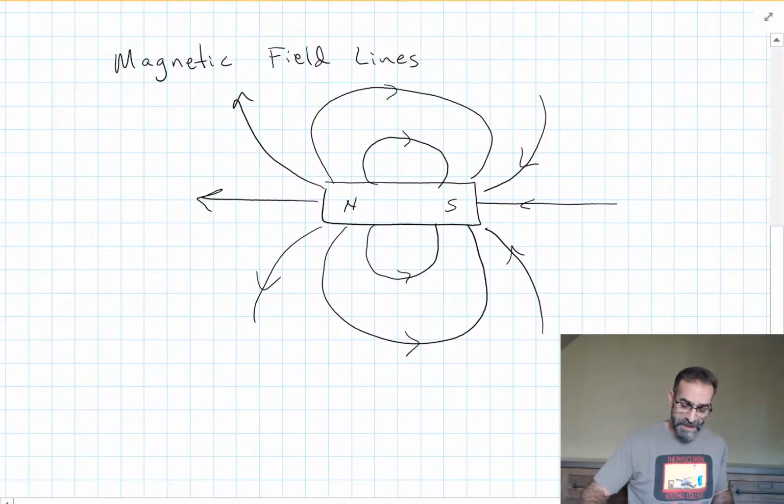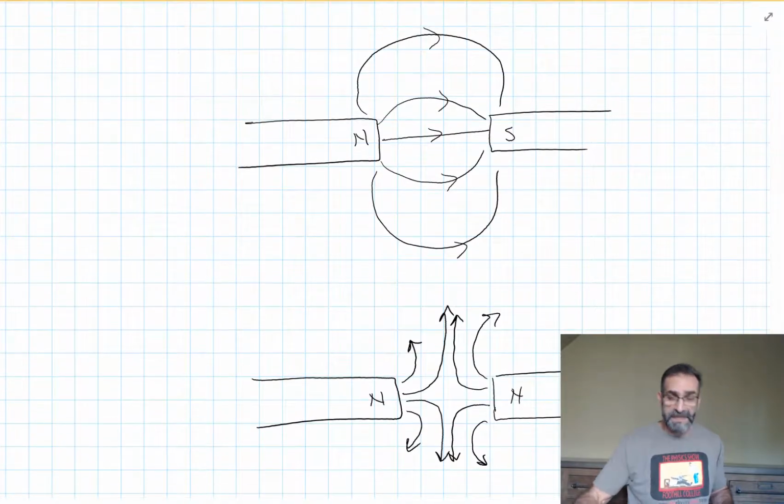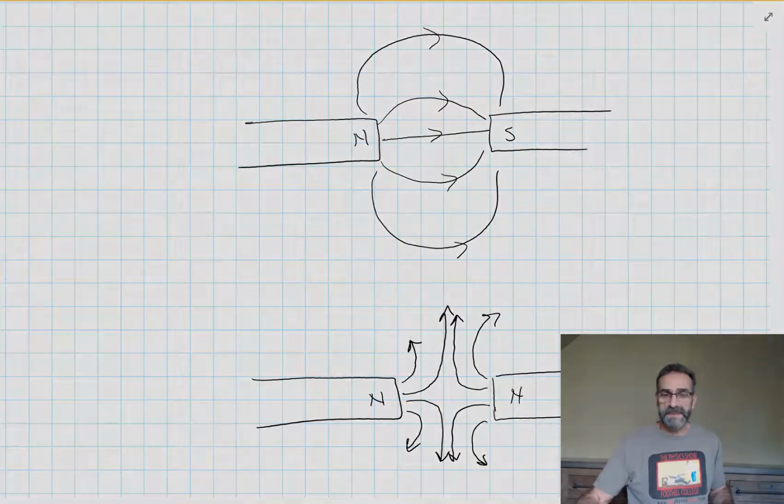If we put two poles together, like these, opposite poles or like poles, we roughly get magnetic field lines that look like this. Magnetic field lines want to form complete loops.